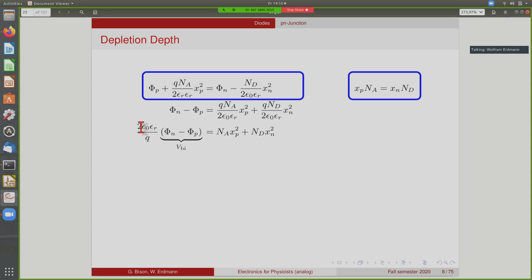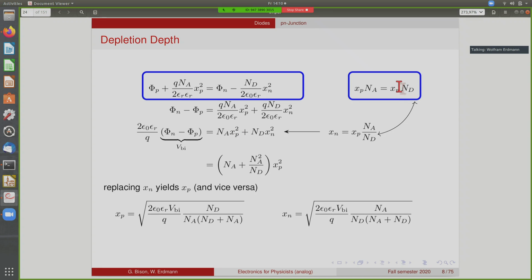We multiply by this constant here, twice the dielectric constant divided by the charge. Then on the right-hand side, we only have the acceptor densities and the donor densities multiplied by the sizes of the depleted region squared. And now we can use this and replace, for instance, xn by xp. So xn is equal to xp times this ratio. And then this becomes na plus na squared divided by nd multiplied by xp squared.